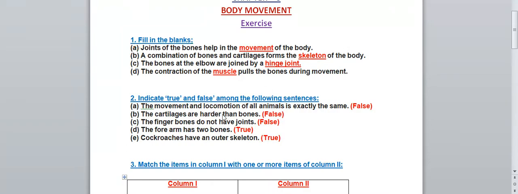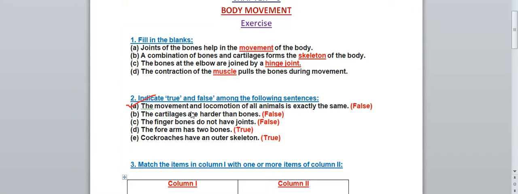Next, you have true and false. So first question for the true and false is the movement and locomotion of all animals is exactly the same. No, it's not exactly the same, because we have read in the chapter that for earthworm it is different, for birds it is different, for fish it is different, right? So it is not same. So we have to write over there false.